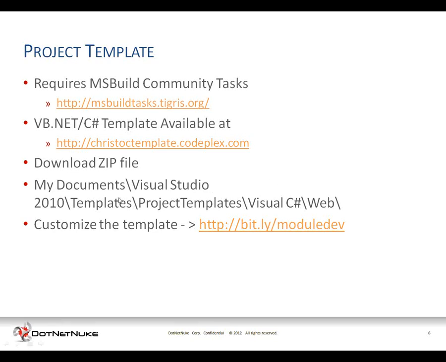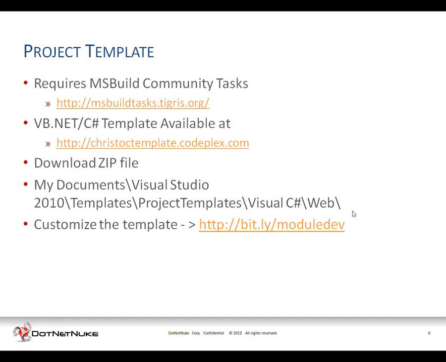So we're going to put the template into our My Documents folder. Within that, we should have a Visual Studio 2008 or a 2010 folder, depending on which version we have installed. From there, we're going to find a folder called Templates, and then Project Templates, and then Visual C#. Now, I'm installing the C# template. If you're installing the Visual Basic template, then you would find the VB folder. Within the Visual C# folder, you may or may not have a folder called Web, and we're going to go ahead and create that folder.